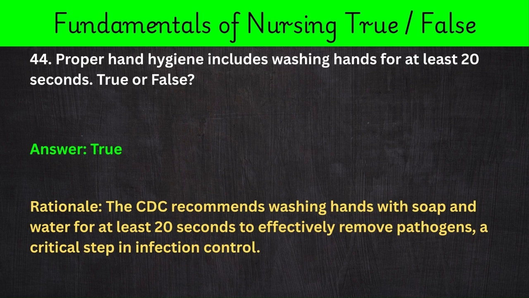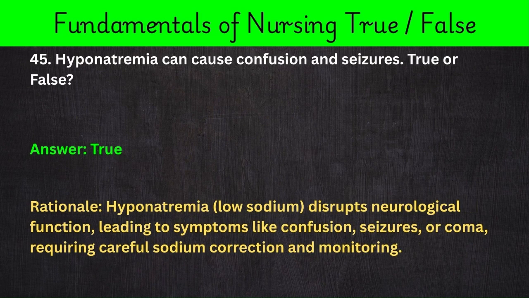44. Proper hand hygiene includes washing hands for at least 20 seconds. True or false? Answer: True. Rationale: The CDC recommends washing hands with soap and water for at least 20 seconds to effectively remove pathogens, a critical step in infection control.